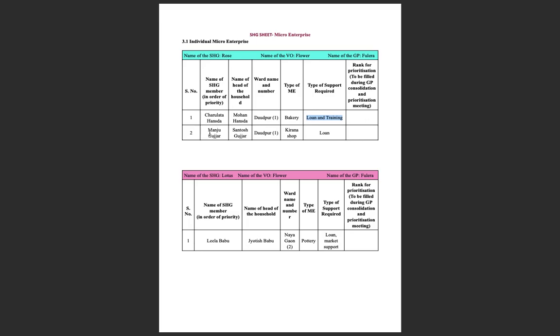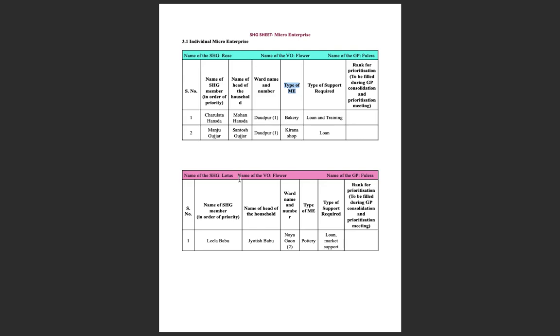Again, Manju Gujjar is the SHG member from Rose SHG. Head of the household is Santosh Gujjar. Ward name and number is Daudpur 1. She wants to do the ME in the form of a kirana shop and she requires loan. So in the type of support required, anything ranging from loan, training, seeds, equipment, subsidy for equipments can be listed down so that it becomes easier for the people from different departments and even panchayats to understand what the member wants to do and what sort of support they want to have in order to take up that activity.